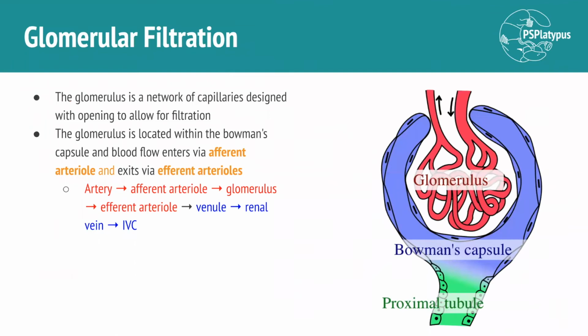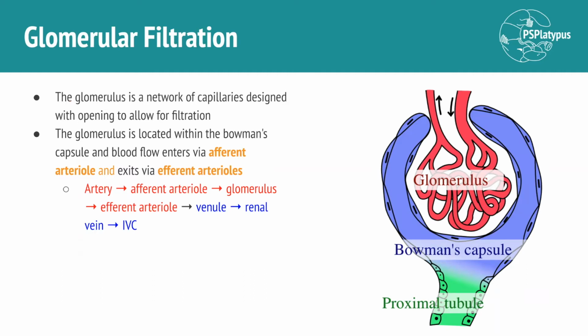So moving on to glomerular filtration. So what is the glomerulus and what does it do? The glomerulus is a network of capillaries designed with openings that allow for filtration. Think of this as a sieve. And the glomerulus is located within the Bowman's capsule. Think of this as the collection dish of the sieve. And basically whatever falls out of the glomerulus enters the Bowman's capsule.